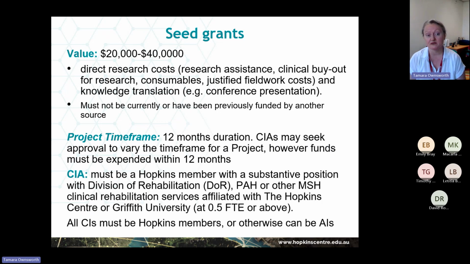So the CIA must be a member of the Hopkins Centre with a substantive position with the Department of Rehabilitation, or other Metro South Clinical Rehabilitation Services affiliated with Hopkins Centre, or Griffith University. So it's either or here. So either the Division of Rehabilitation or Griffith University at a FTE of 0.5 or higher. And all CIs listed on the application must be Hopkins members. So if they're part of another university, for example, or another service that's not directly affiliated, they can be listed as an associate investigator, but not a CI.